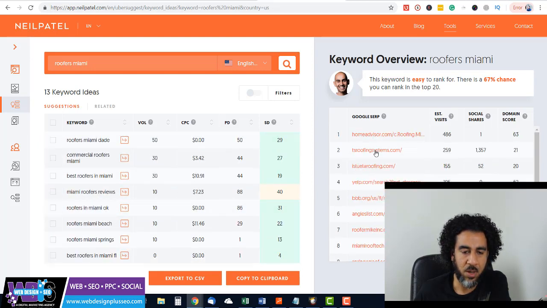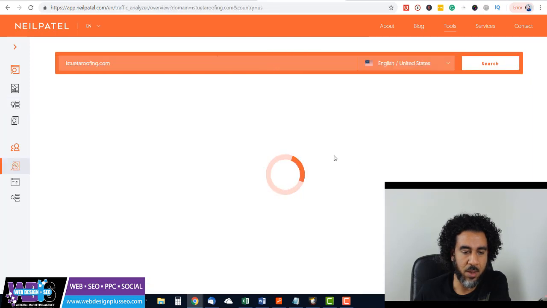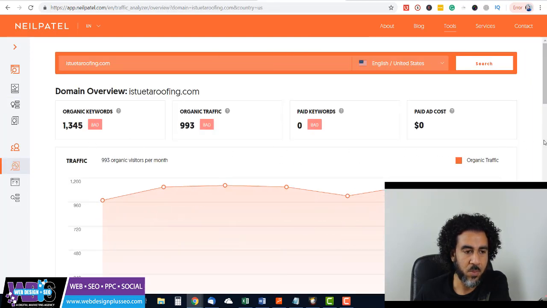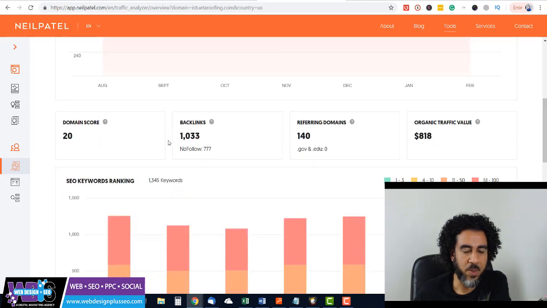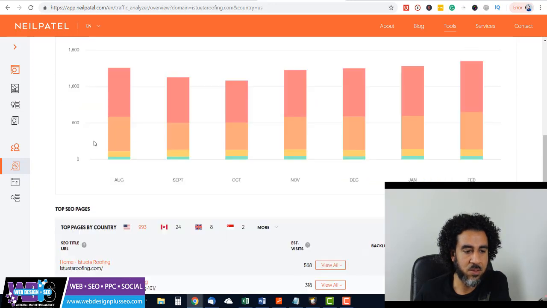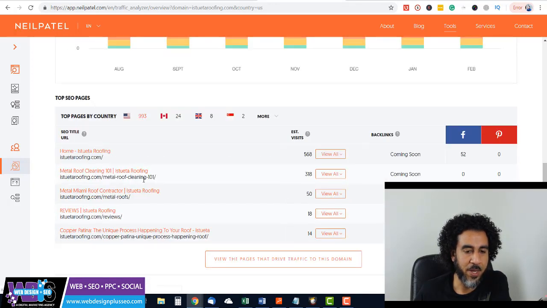What you can also do here is click on that domain name, and it's going to give you some more information about that website. You see they have a lot of backlinks, so they're doing a lot of work. From 140 different websites, their traffic value is $818. Their main page is their homepage, which gets most of their traffic. Then metal roofing cleaning 101. And then you see here metal roofs, reviews, and these are their top pages for their actual website.